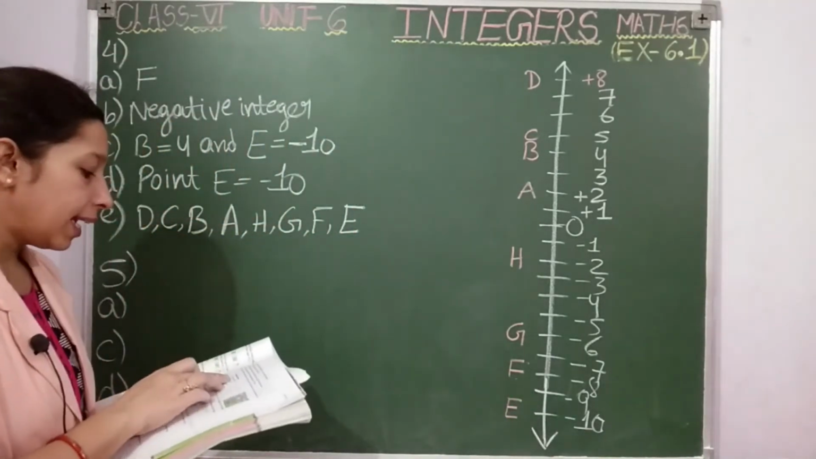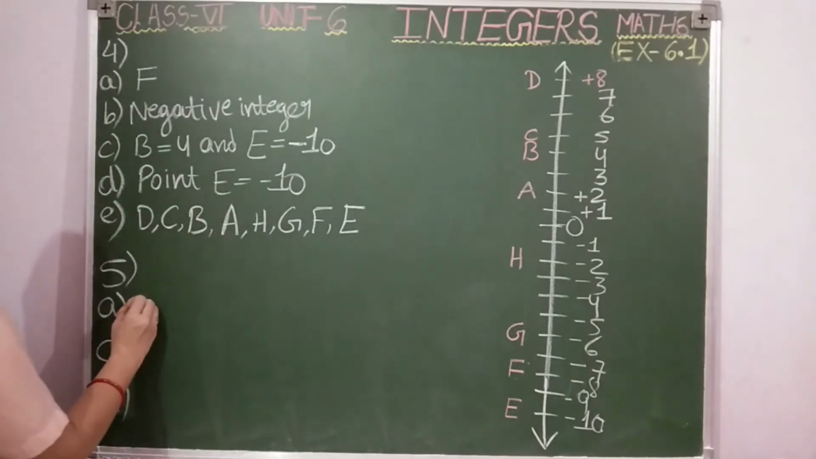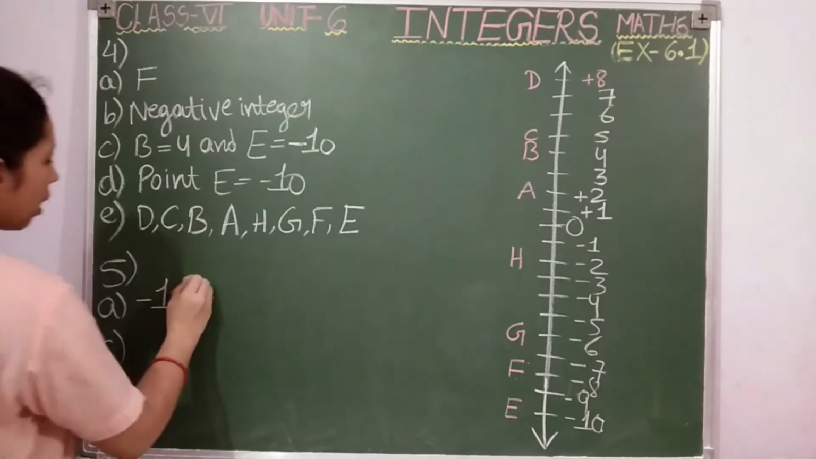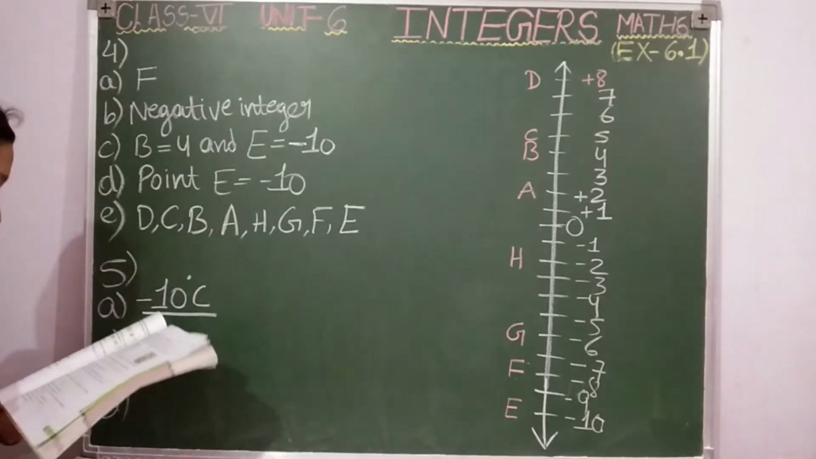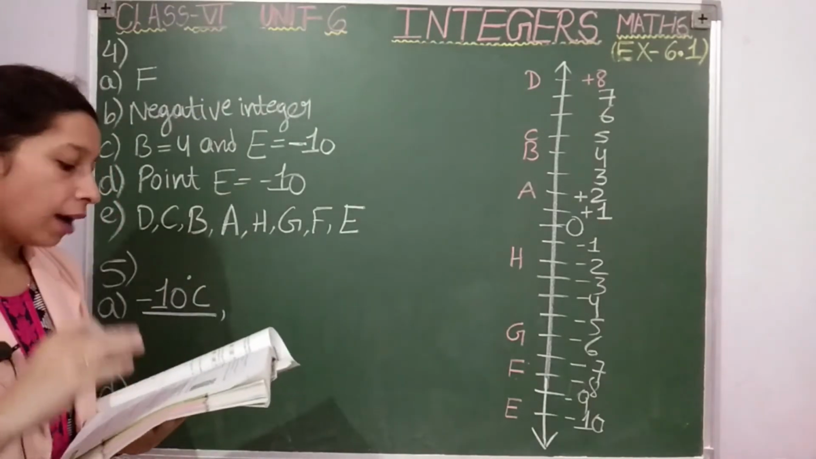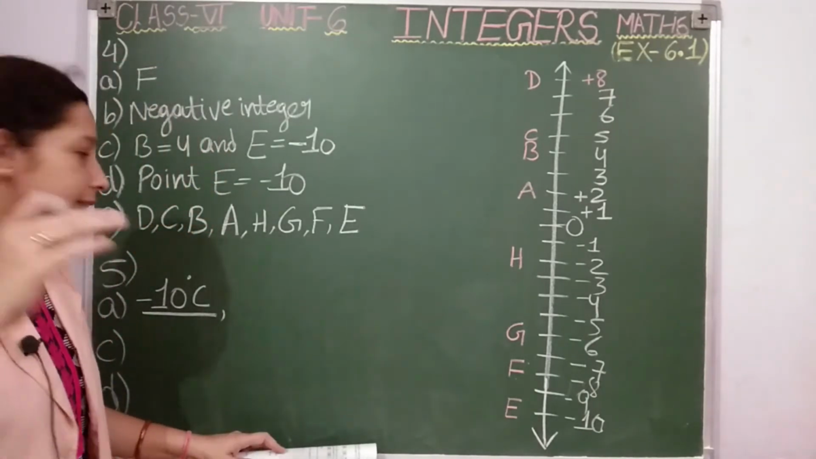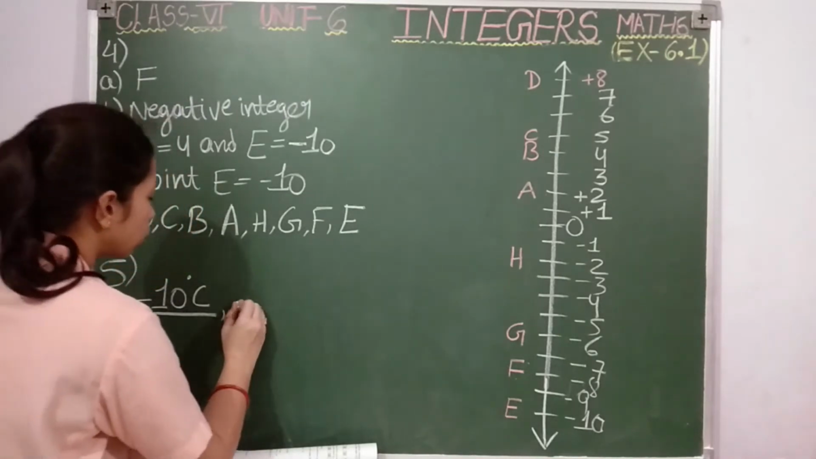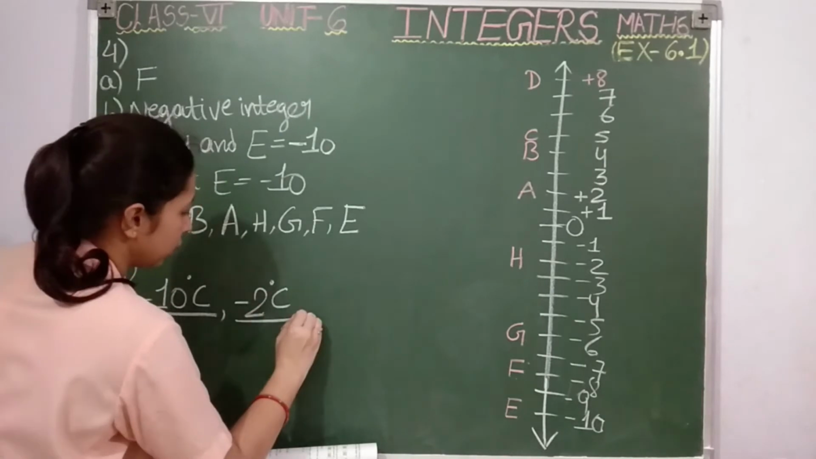So you have to write the integer for it, students. 10 degrees Celsius below 0. Which integer you are going to write, students? Below 0 means minus. I'll write for the first blank as minus 10 degree Celsius. Then next, Shimla 2 degree Celsius below 0 degree Celsius, students. So in the second blank you are going to write minus 2 degree Celsius.